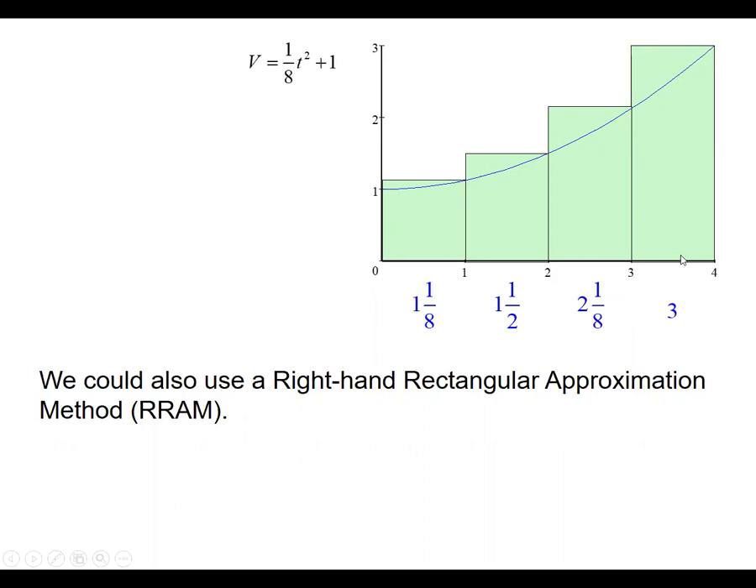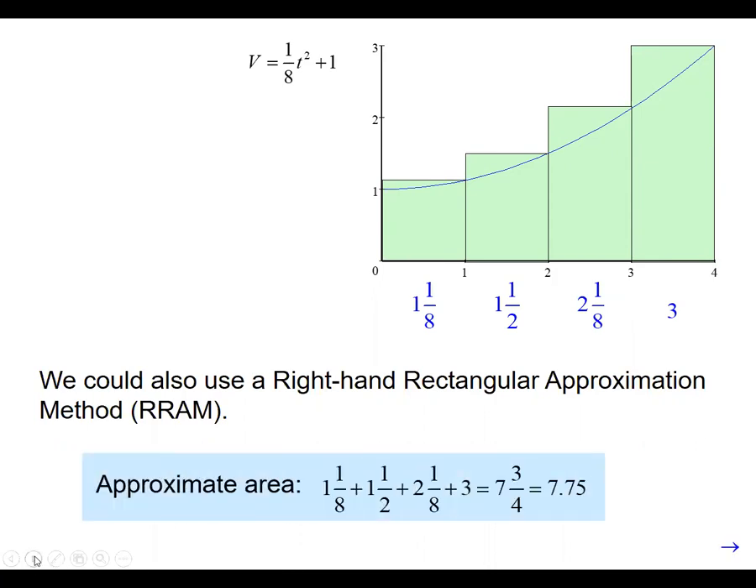So the only new one over here is the value of the function at 4. So 4 squared is 16 times 1/8 is 2. 2 plus 1 is 3. The height of the function right here is 3. So that's how tall my rectangle is with a width of 1. And then I'm going to add those all together and I get 7.75. That's 2 units more than what my left-hand rectangular method was.